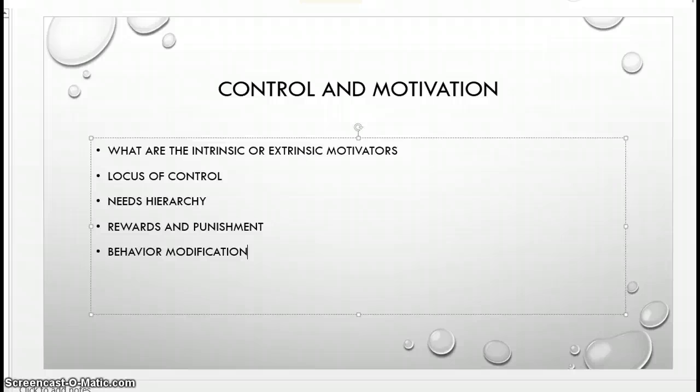So we talked about locus of control as far as the employee's belief, their intrinsic motivator, the extent to which they control their environment and their success. We talked about the needs hierarchy, and then with extrinsic motivators, we're looking at rewards and punishment and behavior modification and various other concepts that we discussed in chapter 4.